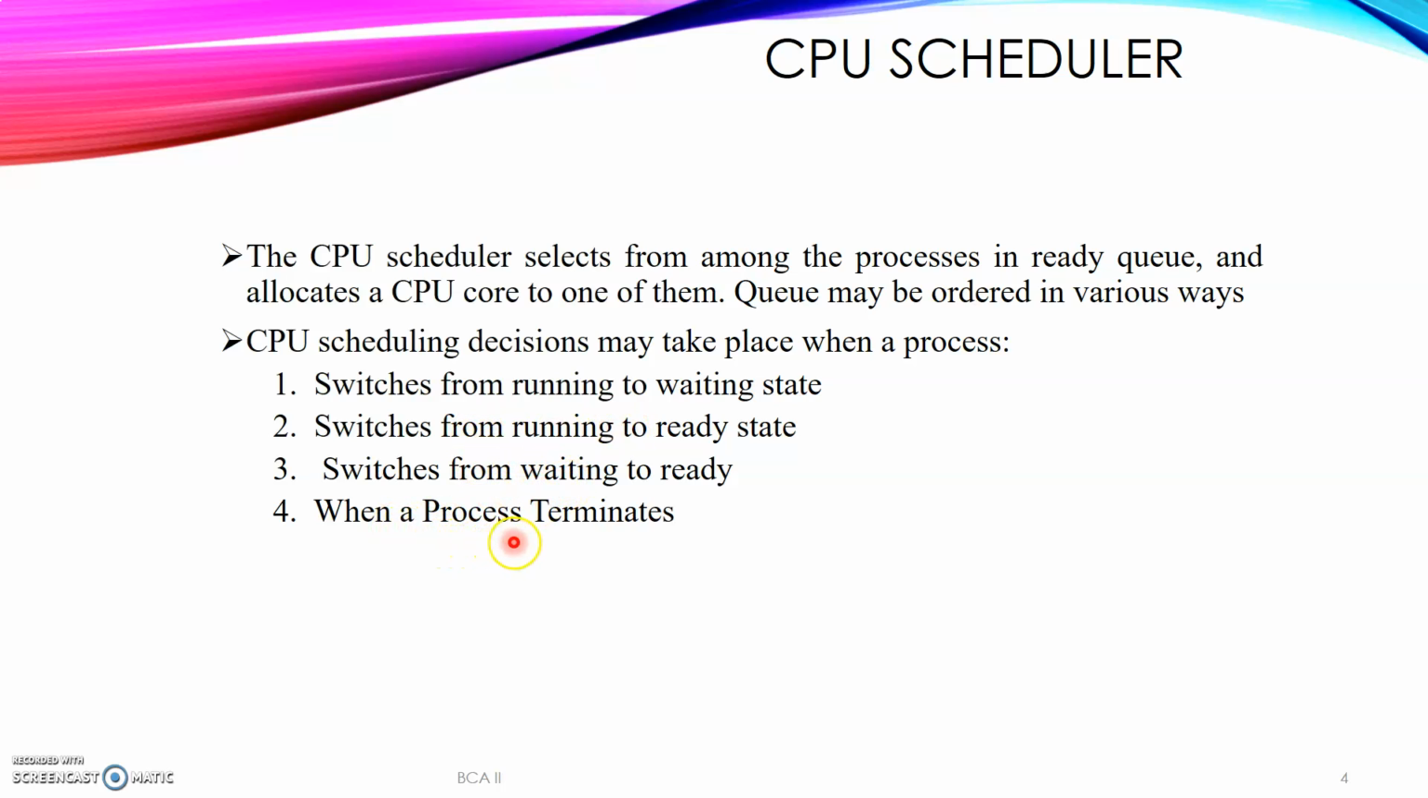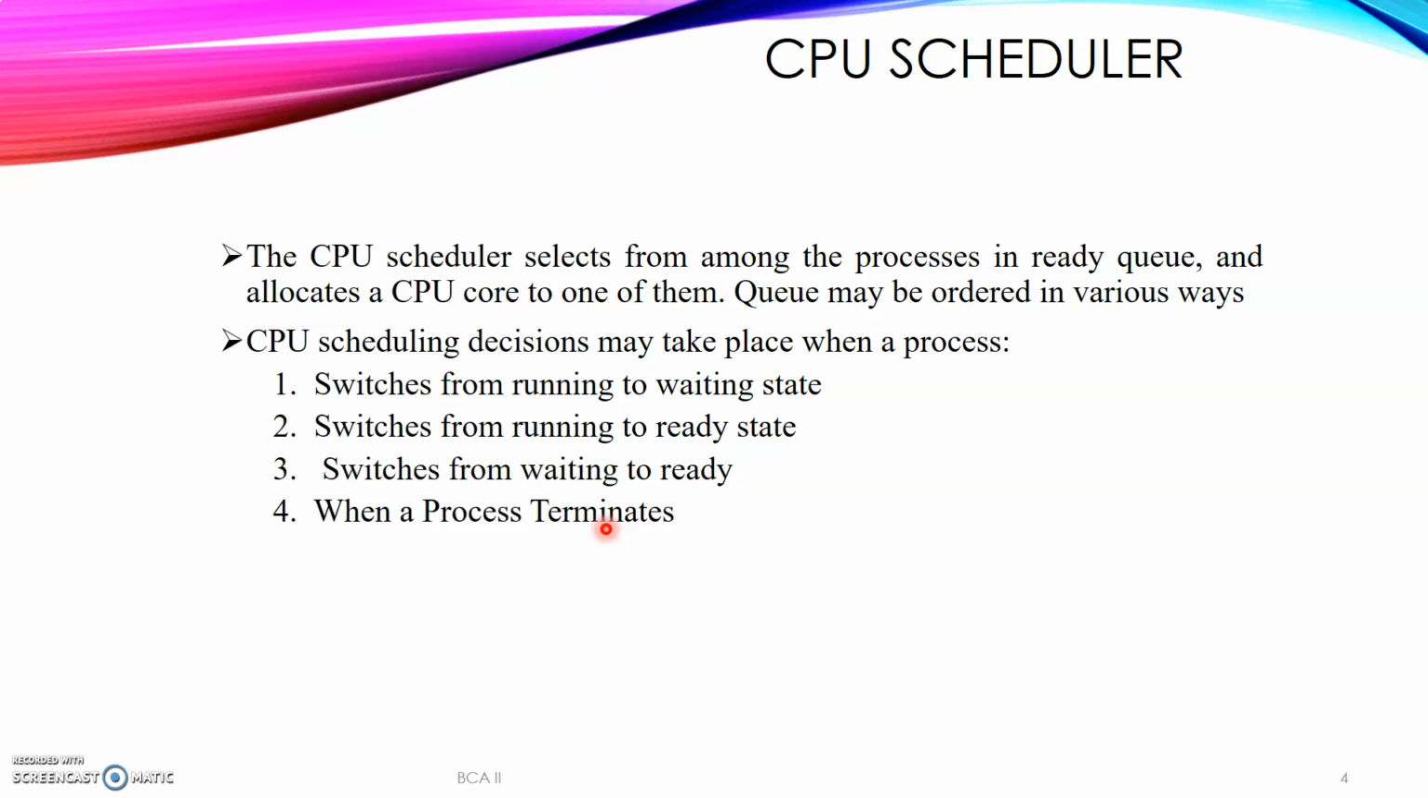And the fourth situation is when a process terminates. The process ends, the work is finished, and it comes out of the queue. We already discussed this in the lecture on process states initially. So these are the four situations on the basis of which scheduling decisions take place.